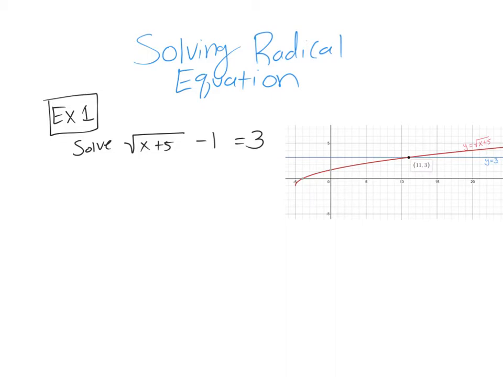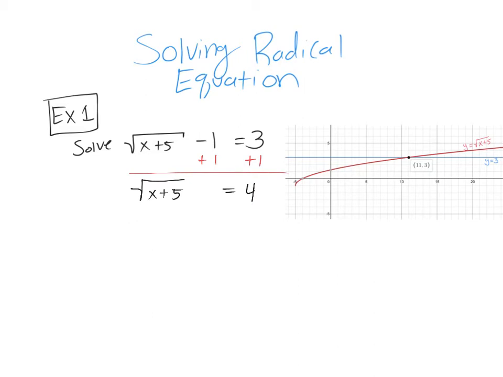So the first task is to solve the square root of x plus 5, and that's underneath the square root, and then we take away 1 equals 3. Pay attention to whether stuff is inside or outside of the radical. That's going to be really, really important as you move forward. So we'll first move the 1 to the right side, so add 1 to both sides, and we're left with the square root of x plus 5 is equal to 4.